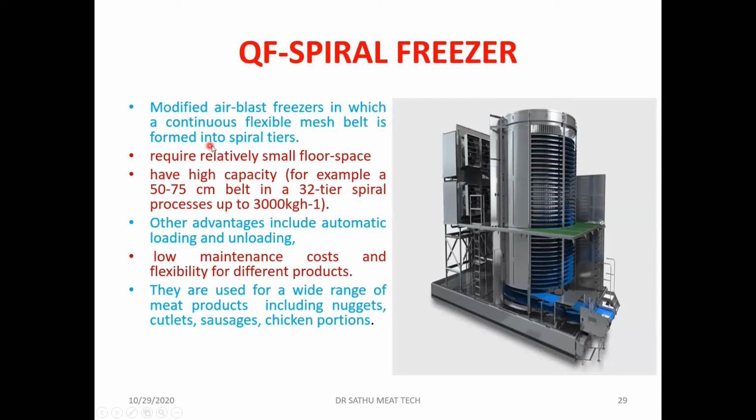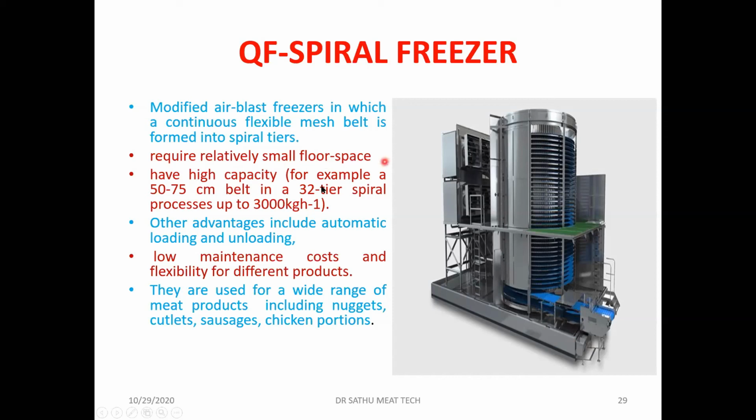So the belt will be just rotating. It will go from down to top. During this time, the food material will get frozen. The main advantage is it requires very little space because it is moving upward. So the floor space required is less. It requires relatively small floor space.